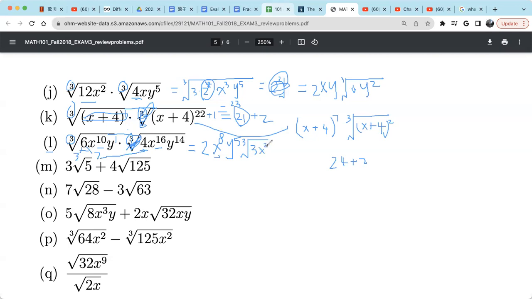What about the y term? Y is y to the 15th power. 15 is a multiple of 3. So we get a y to the 5th. So the answer is 2 times x raised by 8 times y raised by 5 times the cubic root of 3x squared.